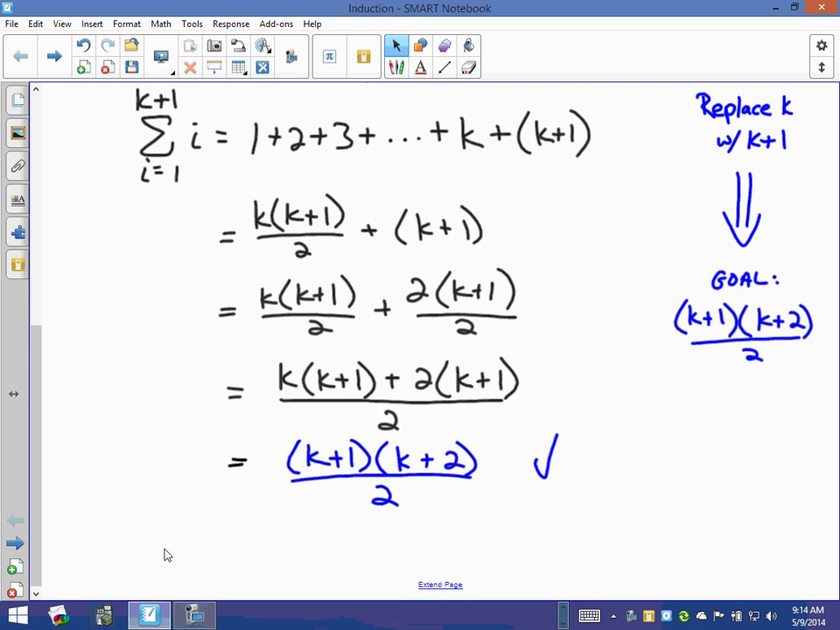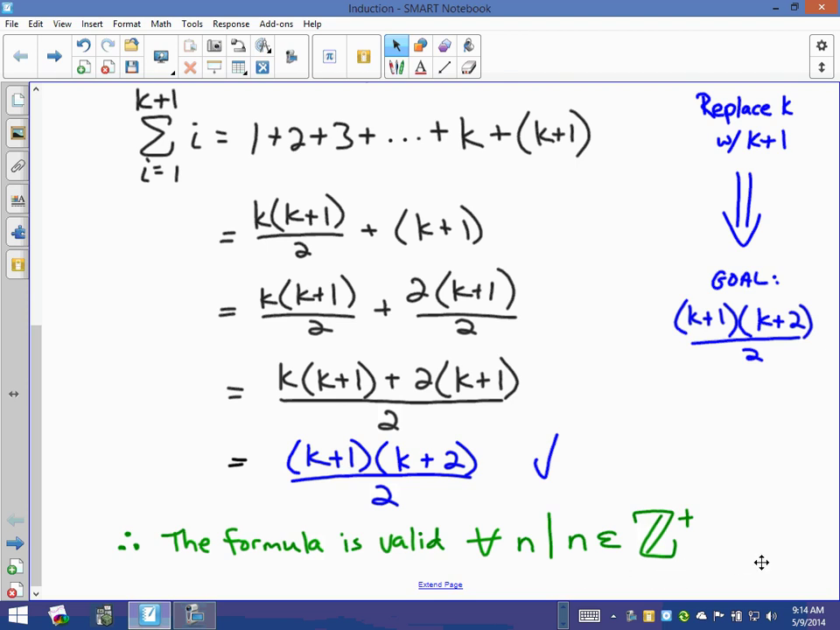And now we're ready to put it all together. We can say that, therefore, the formula is valid for all n such that n is an element of, or a member of, the positive integers. And we're done.